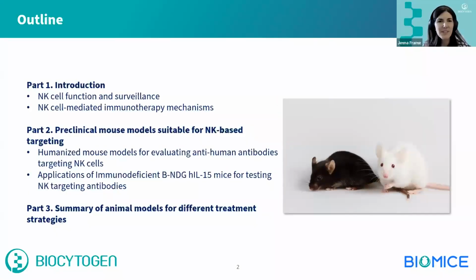I'll start today's presentation by introducing the basic functions of NK cells and the types of immunotherapies that are designed to promote NK cell function to promote tumor cell killing. I'll then introduce some of our preclinical mouse models, including our humanized models that can be used to evaluate anti-human antibody therapy, such as monoclonal antibodies, bispecific antibodies, and antibody fragments. I'll then follow up with some data generated in our humanized immunodeficient mouse models, which are geared toward assessing the role of the human immune system in tumor immunotherapies. And finally, I'll provide a brief summary to wrap up before we take any questions from the audience.